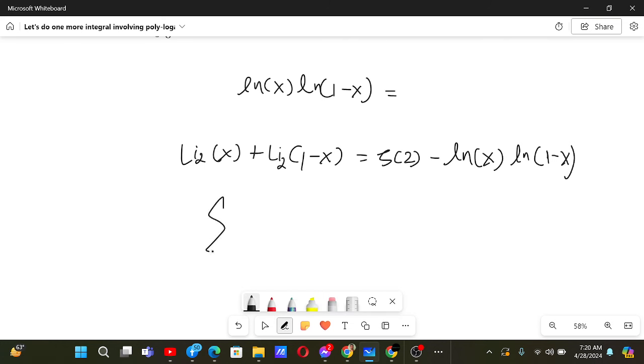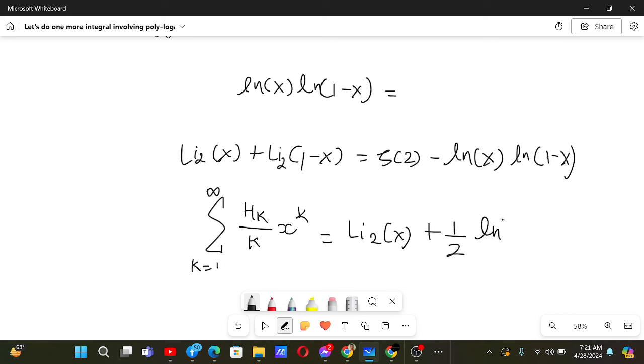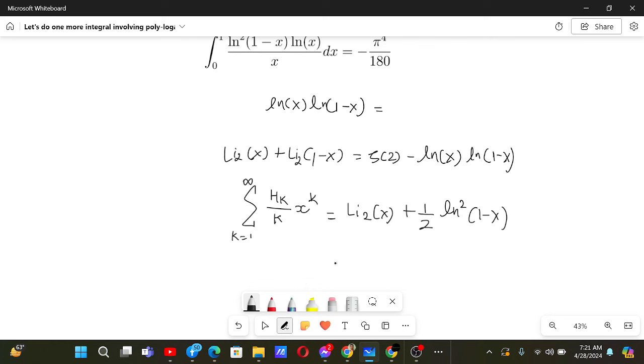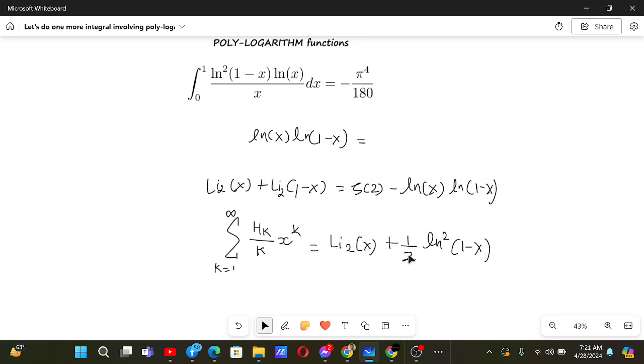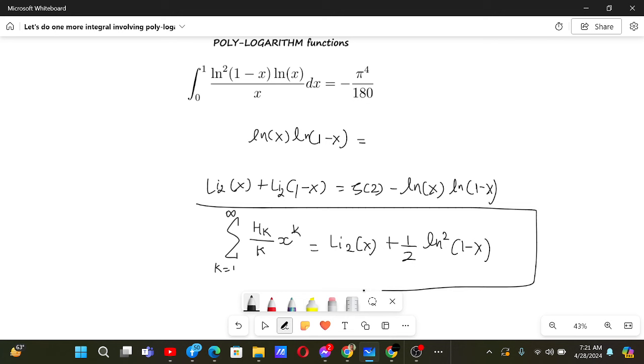We basically have the sum from k equals 1 to infinity of H_k by k x to the power k. This expression is just Li2(x) plus 1/2 ln^2(1 - x). This will make our problem simpler, because in our problem we also have ln^2(1 - x). So we can replace ln^2(1 - x) using the expression that we get from this equation.